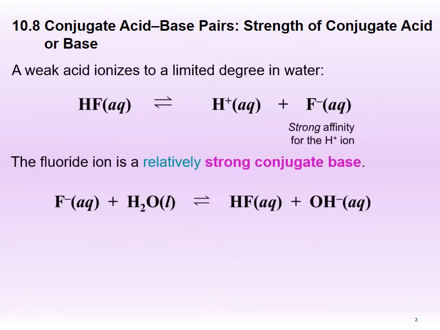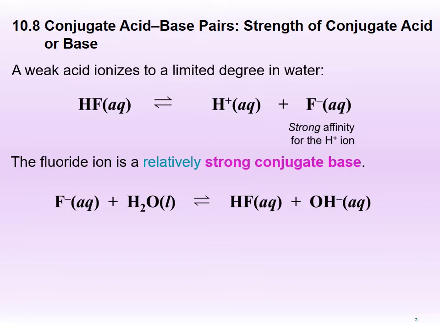A weak acid, unlike a strong acid, ionizes to a limited degree in water. An example is HF in water. Notice the use of the double arrow. This is therefore a reversible reaction. There is both a forward reaction and a backward reaction occurring all the time. Since HF is a weak acid, the forward reaction is not as favorable as the backward reaction. This implies that the product species H+ and F- have greater tendencies to recombine to return to being the reactant HF. Thus, the fluoride ion is a relatively strong conjugate base.